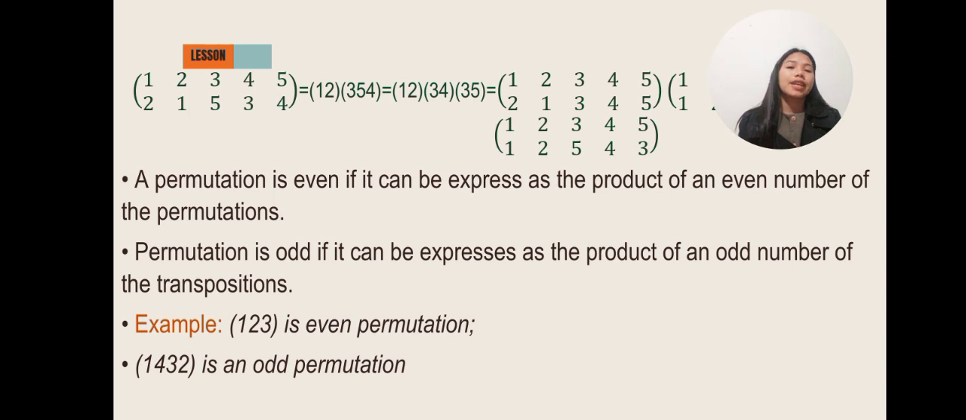And we have here the second, the odd permutation. We have here 1 mapped to 4, 4 is mapped to 3, and 3 is mapped to 2. So, as we've noticed, there are three mappings there. So, that is an odd permutation.